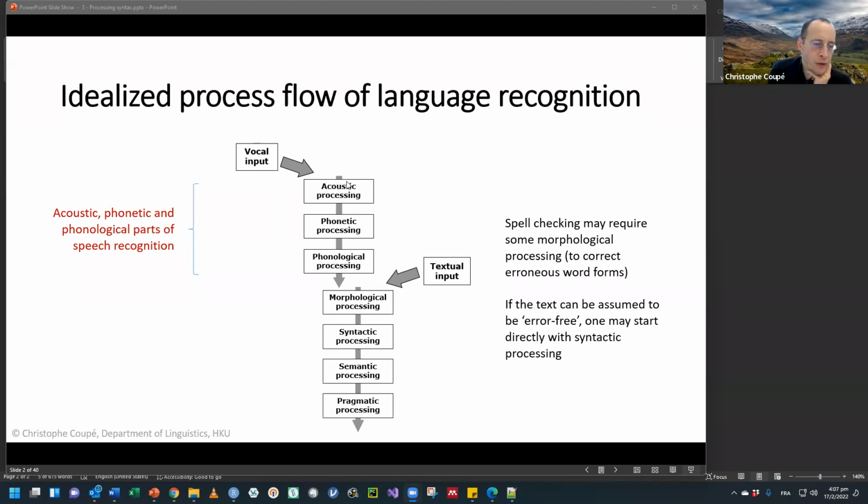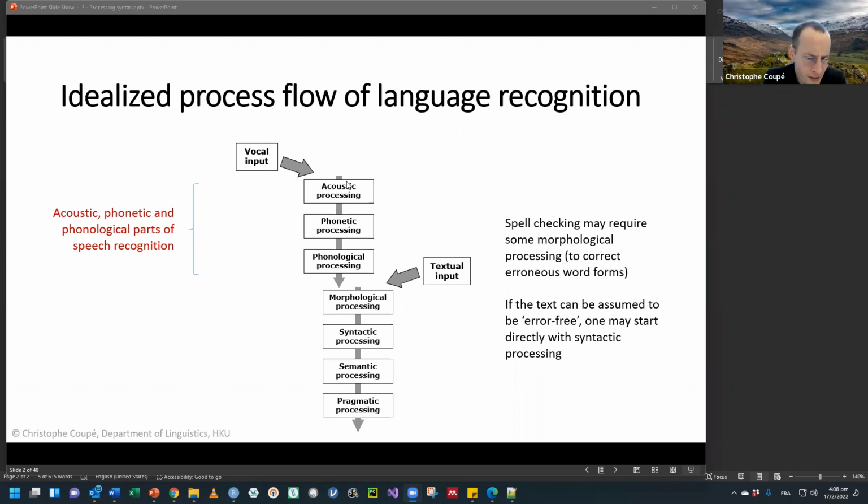Then from these acoustic features, you need to identify, let's say, segments, like the vowels, the consonants, the building blocks of the words. And we call it phonetic processing, and then we also have phonological processing. The two are very much related, and maybe I don't need to enter into details here, but that's how basically you extract the sounds which make the words. So let's call them the segments, the consonants, the vowels, the tones, or yet other things.